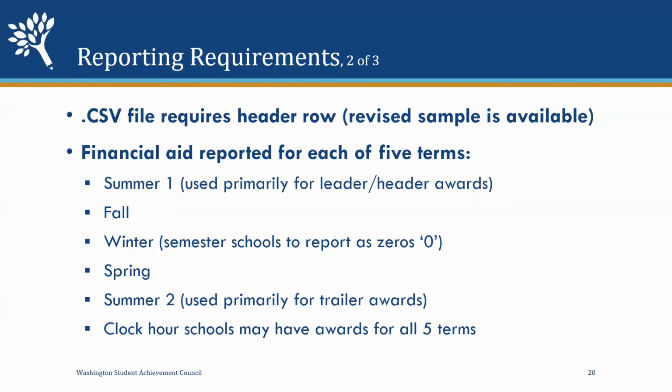As I said, there is a revised sample in the manual. We want you to report the financial aid for each of the 5 terms. Summer 1 generally is used as a header. Fall, winter, and spring are where a semester school would be an example of where that 0 would be used. If you are a semester school, you wouldn't have a value other than 0 in that enrollment. Spring, summer 2, generally used for trailer awards. Now, clock hour schools may have awards for all 5 terms.